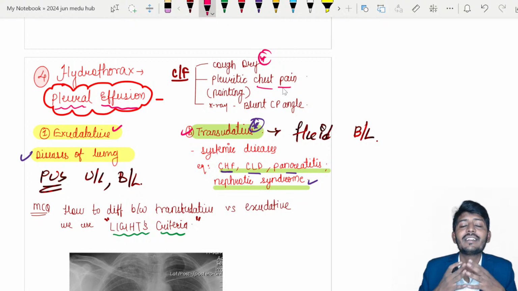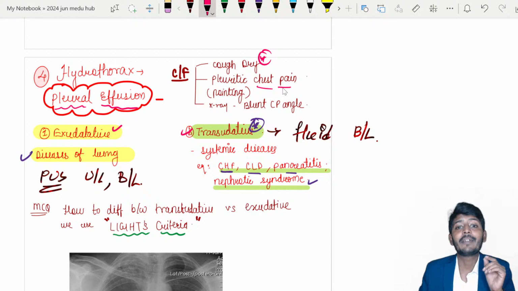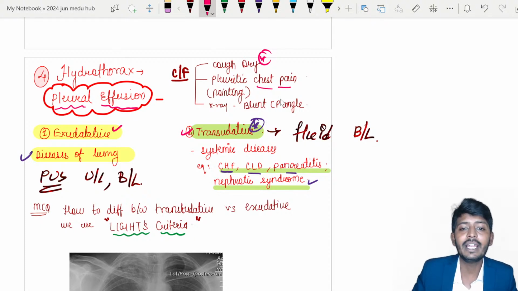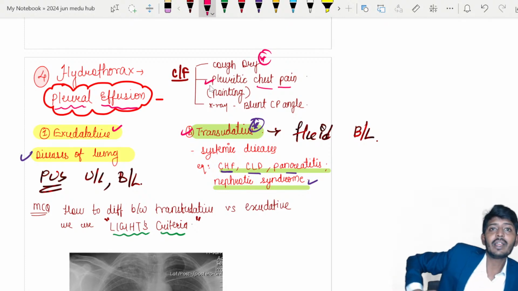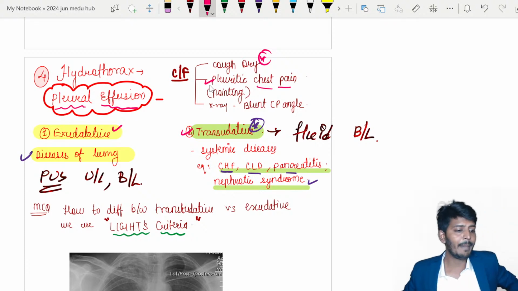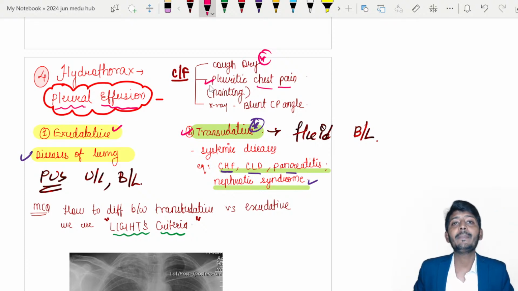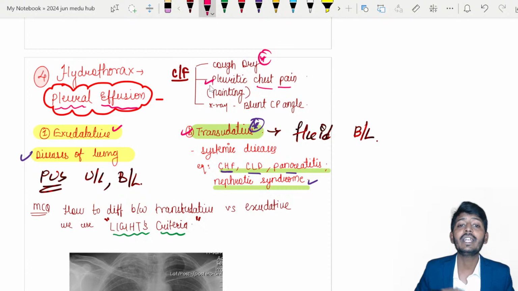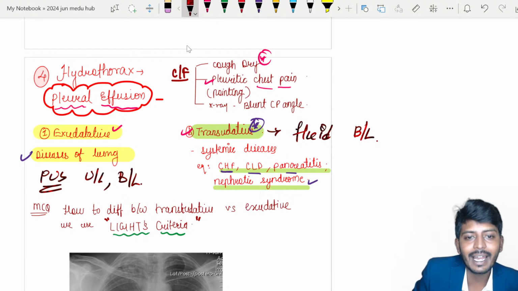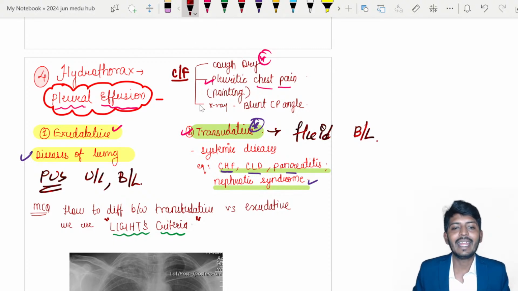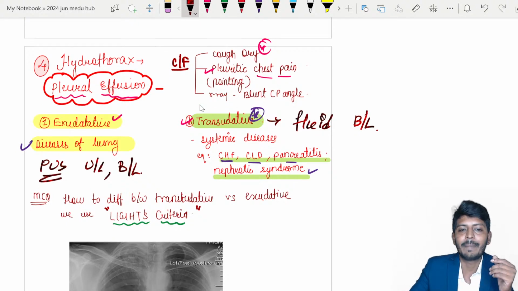Remember, anginal chest pain is usually a diffuse chest pain. But when we are speaking of pleural effusion, it is a pleuritic chest pain. Means the patient will point out, sir, here only I'm having pain. So he will be able to point to the pain. If the patient is able to point out the location of the pain, then we call it pleuritic chest pain, and in X-ray we will have a blunt CP angle.